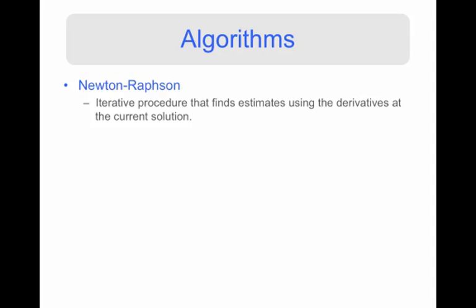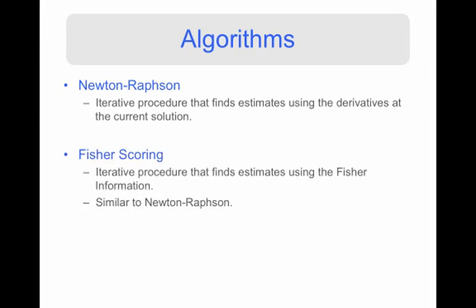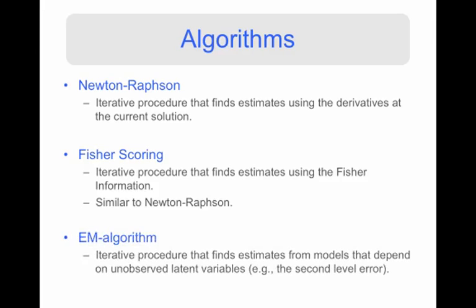Algorithms, well, the classic algorithm to find the solution to some optimization problem would be something like Newton-Raphson. This is an iterative procedure that finds estimates using the derivatives at the curved solution. Fisher scoring is a variant of Newton-Raphson, which finds estimates using the so-called Fisher information. And the EM algorithm is a more recent approach that finds estimates from models that depend on unobserved latent variables. In this case, this could be the second level error.